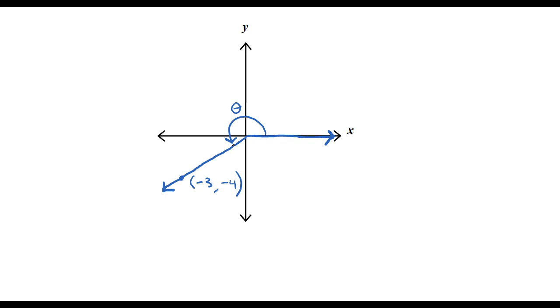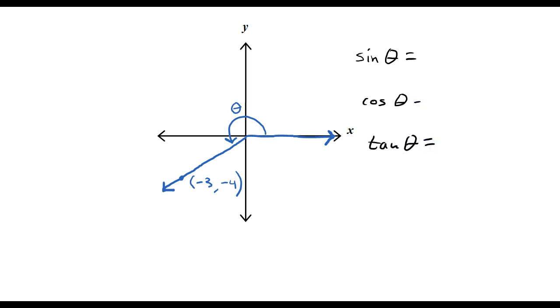So here's my angle theta, and I want to know the sine. We'll just do sine, cosine, and tangent. So I want the sine of theta. I'm going to want the cosine of theta. And I'm going to want the tangent of theta.